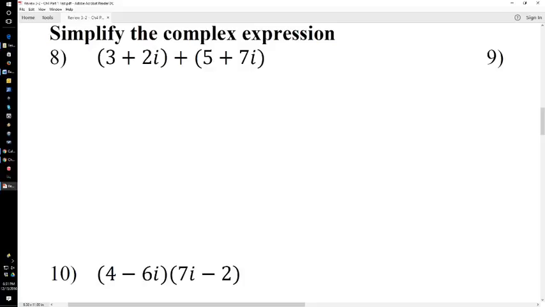So combine your units, 3 plus 5, that's 8. And then combine your variables. So 2i plus 7i is 9i. And you're done.